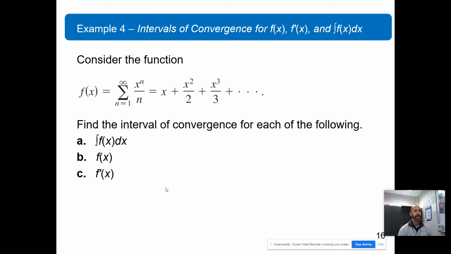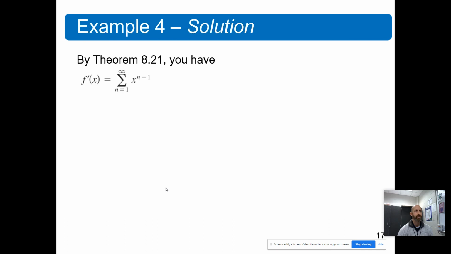All right, so let's consider the following function. We've kind of already looked at this one. We've got x to the n over n, going from 1 to infinity, and we're summing these up. We're going to find the interval of convergence for each of the following: the integral of it, the function itself, and then its derivative. So by theorem 8.21, we have the following.